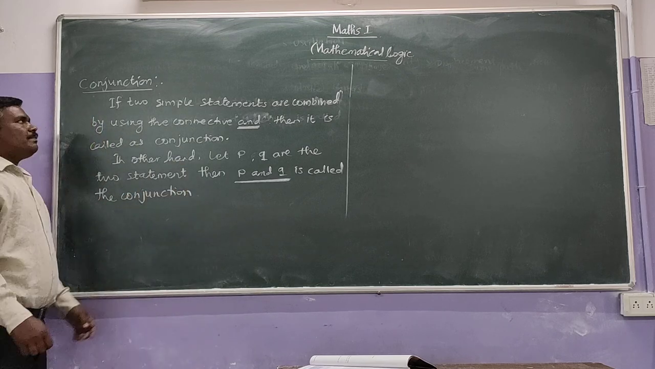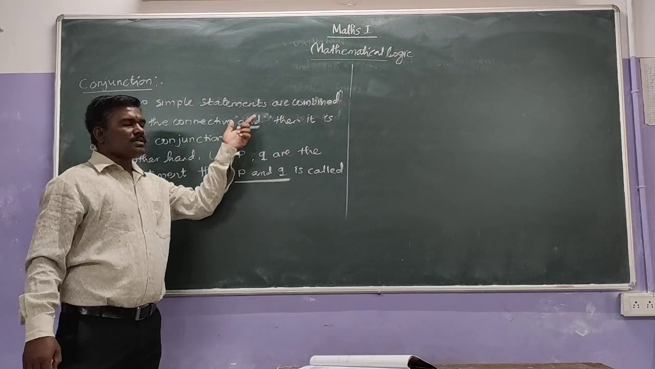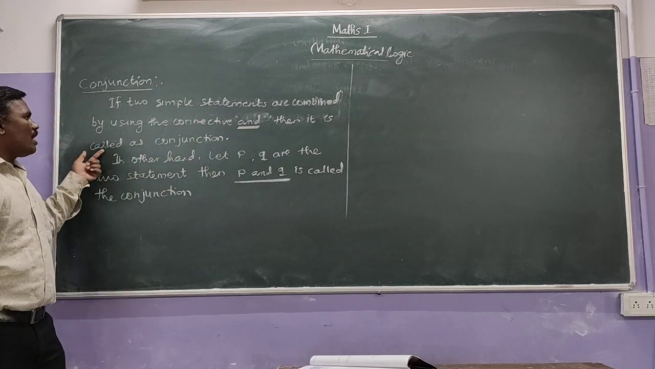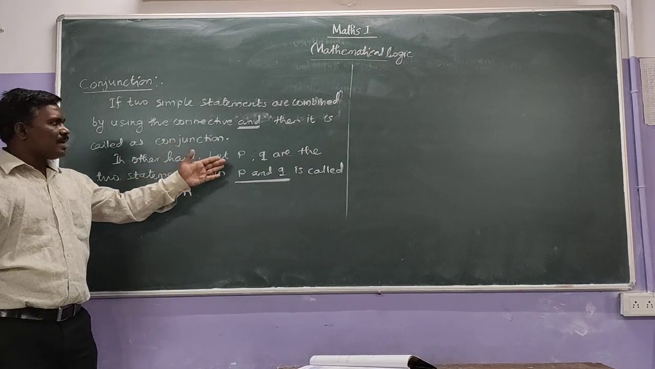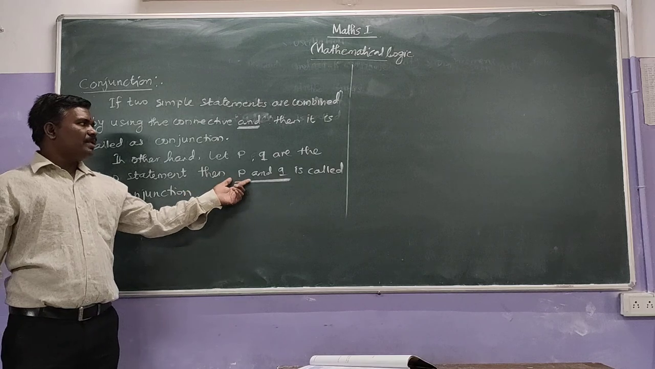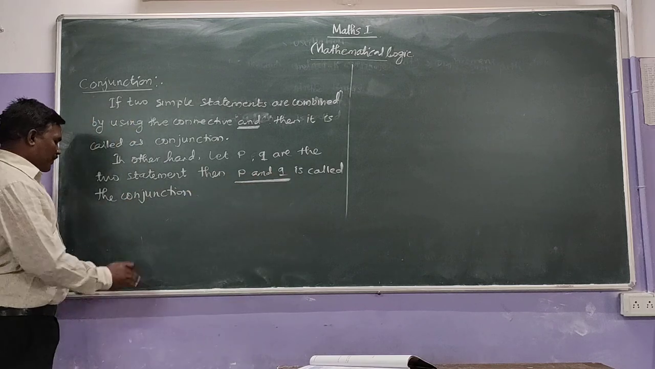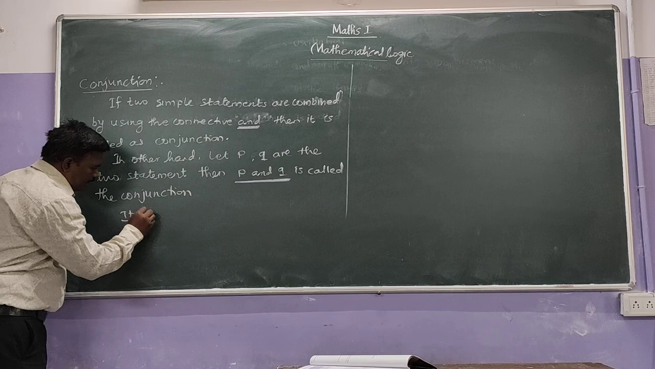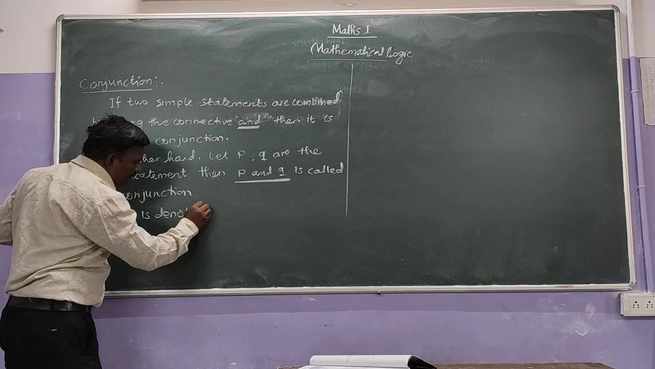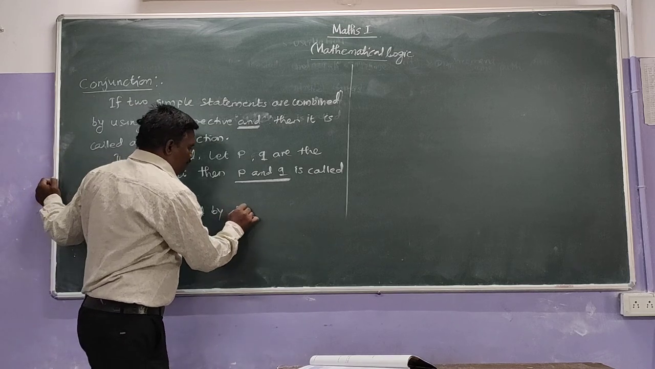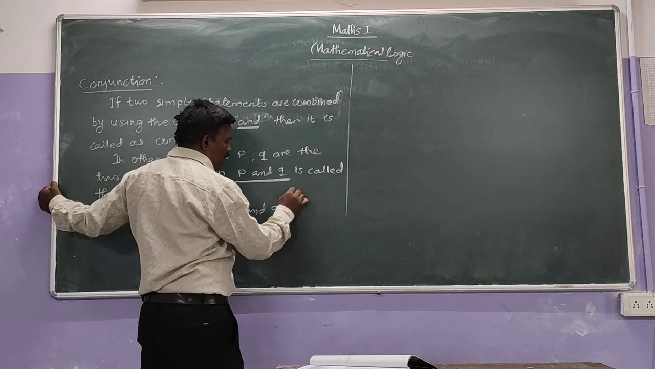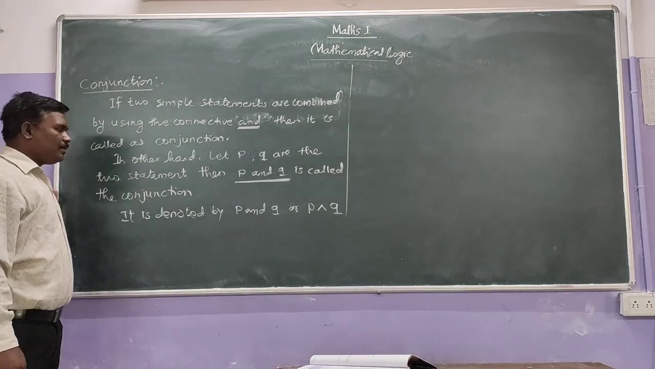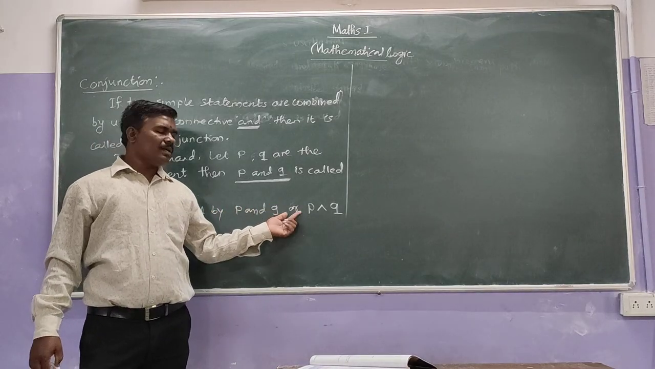See? If two simple statements, suppose that P and Q are the two simple statements, are combined by using the connective and, then it is called as conjunction. In other words, suppose that P and Q are the two simple statements, then P and Q is called the conjunction. Now, it is denoted by P and Q or P conjunction Q. It is read as simply P and Q or P conjunction Q.